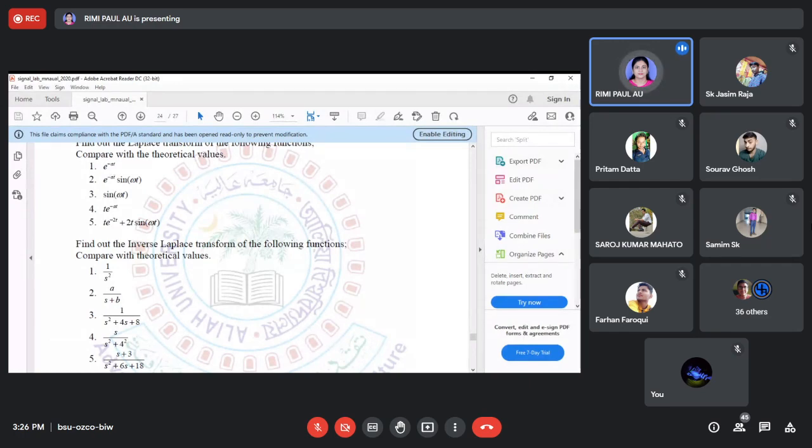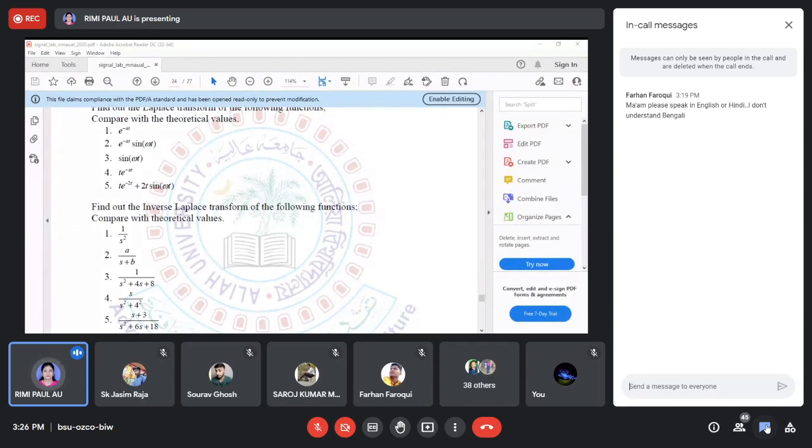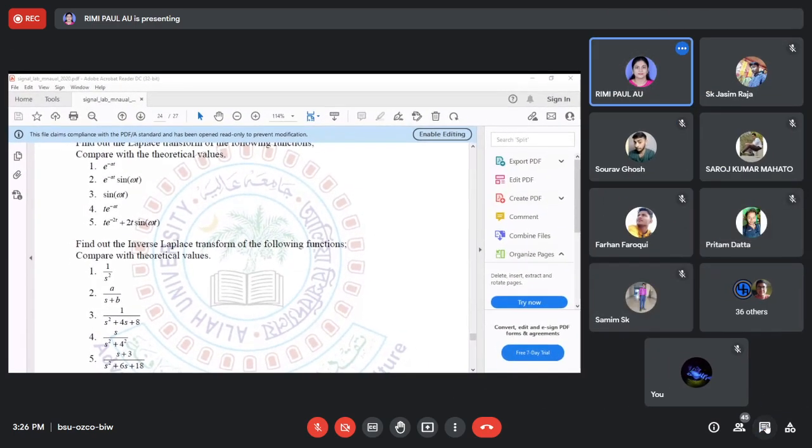Okay, so in this simulation problem, in this Laplace transform problem, you have to give both the theoretical as well as the practical solution. I think within November you can submit this copy, because within November Laplace transform will be over.